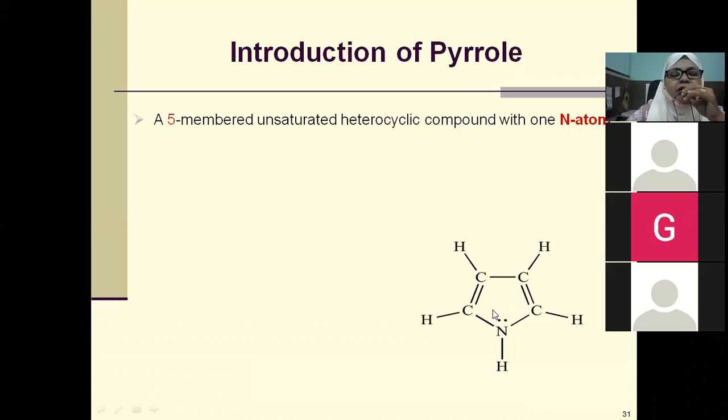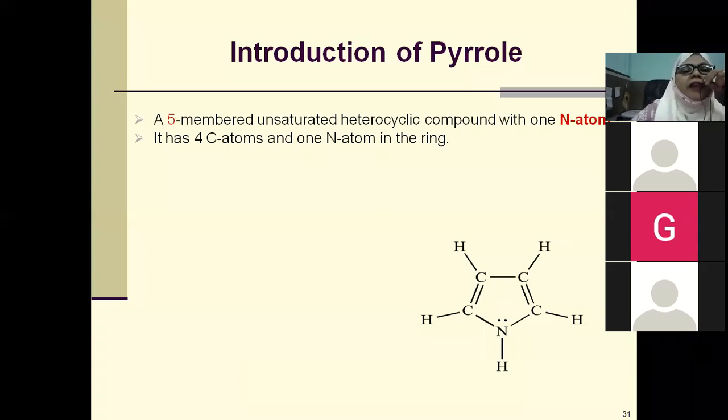Okay, now this nitrogen, lone pair of nitrogen, it helps in resonance formation. So because of the resonance structure, it is highly stable and delocalization of electrons can take place from one atom to another atom, from nitrogen to carbon.